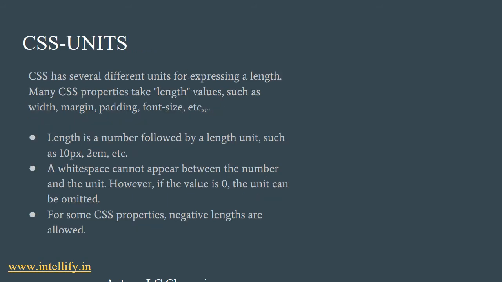What are units? CSS has several units for different properties such as width, margin, padding, font size, border width, etc. Length is indicated by a numerical value followed by a length unit such as pixel, etc. It does not allow white space between the numerical value and the length unit. Length units are divided into two types, relative units and absolute units. So what are relative units? A length that is relative to another length property is called a relative length unit.